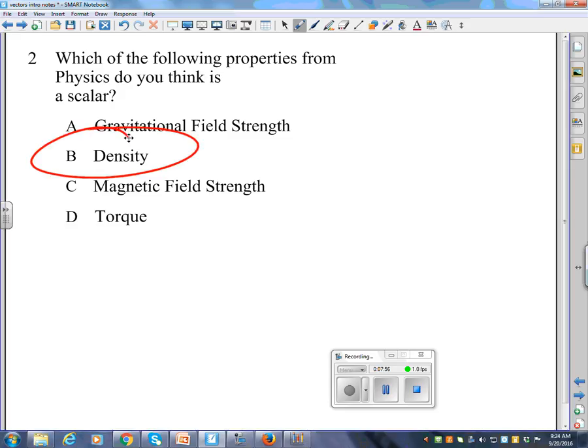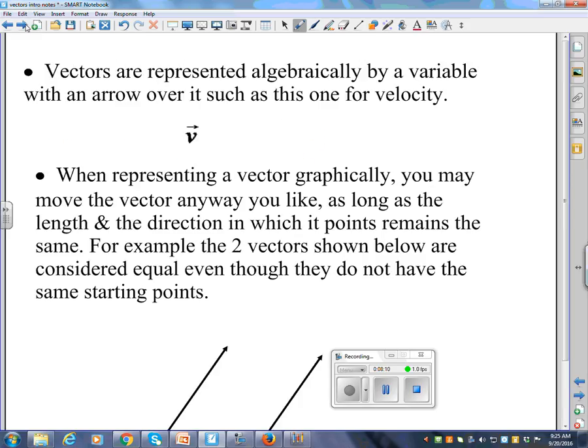We've been talking about density a lot. What's it measured in? Kilograms per cubic centimeter, or sometimes kilograms per cubic meter, right? But you don't put like south or east or anything after it, right? Good. All right. So back to the notes.